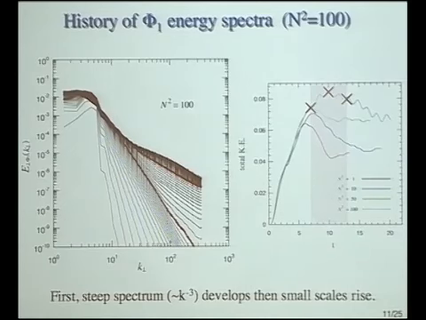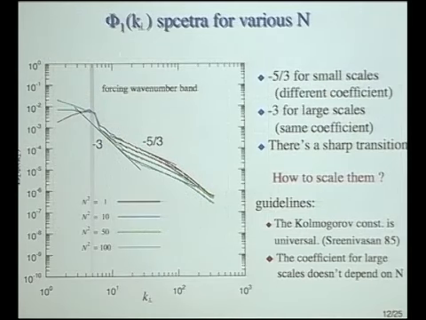and becomes stationary. So please remember this pink zone, from time 7 to 13. Inside this pink zone, the transition in the energy spectrum develops. So first, the summary is that a steep spectrum, like k to the minus 3 or minus 4, develops, then the small scale rises.